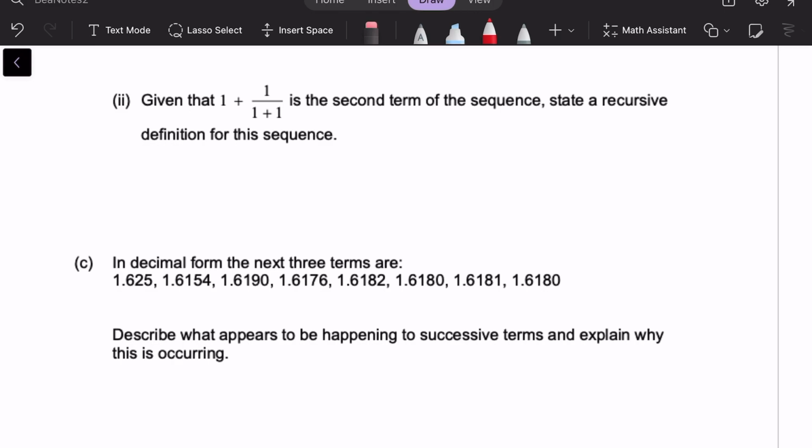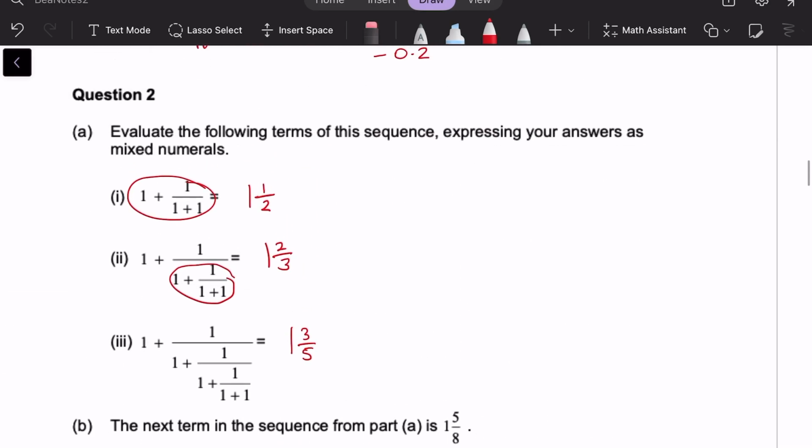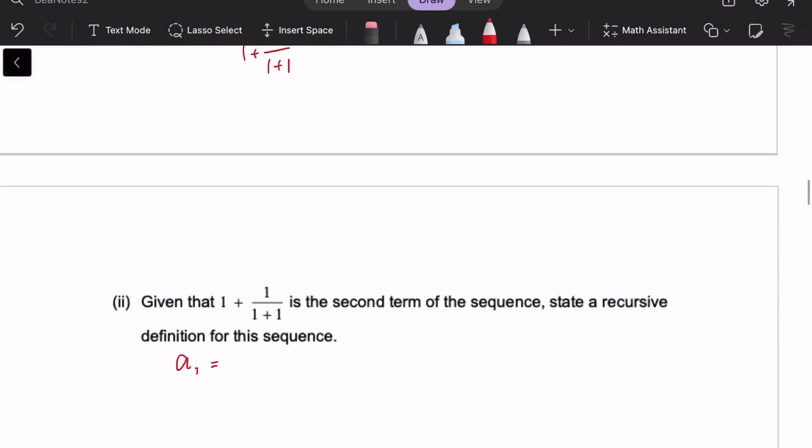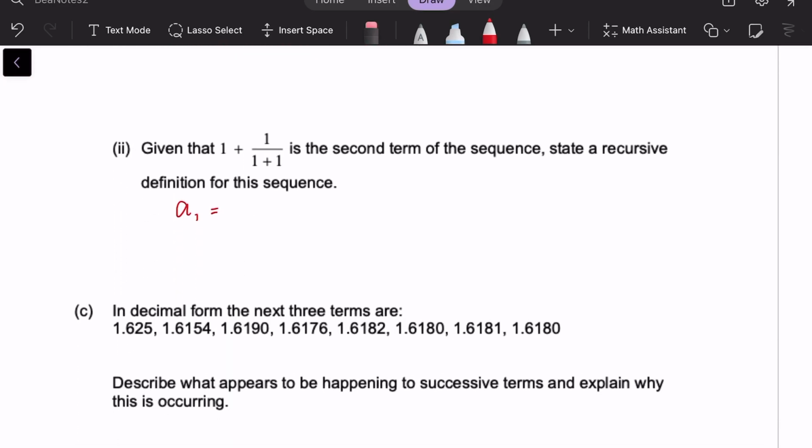Given that 1 plus 1 on 2 is the second term of the sequence, state a recursive definition for this sequence. Okay, so first we should determine our first term for our recursive definition. Remember the pattern that we identified above, which was every term is the same as 1 plus 1 over the term before it. So if we work backwards from here, then we find that A1 is 1 plus 1, since this is the second term. So that's just 2.